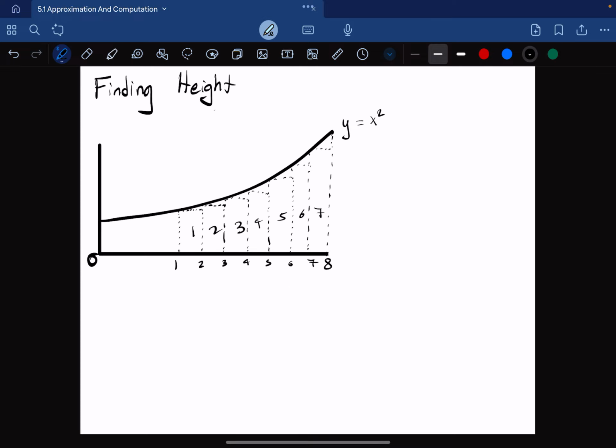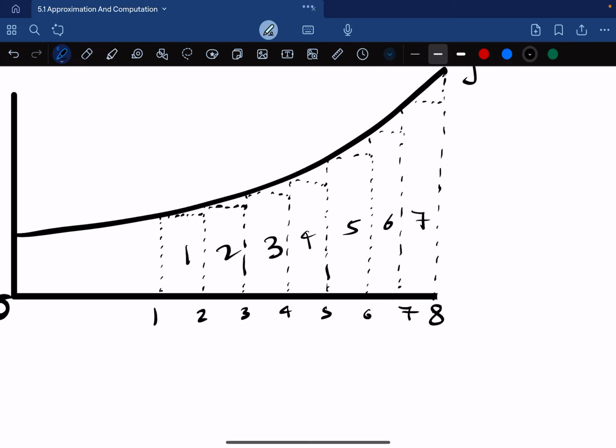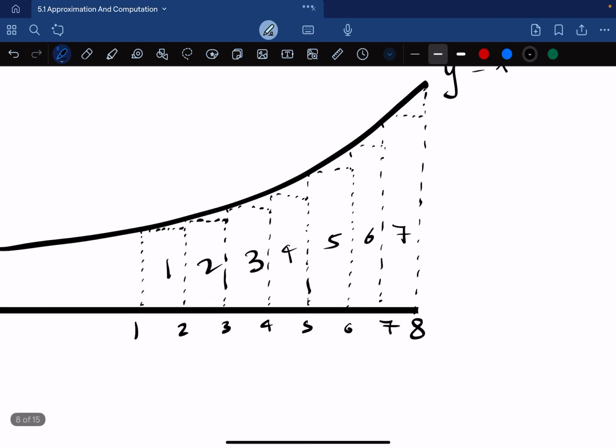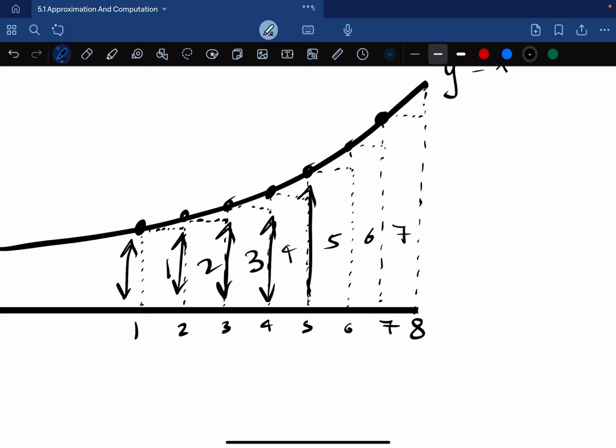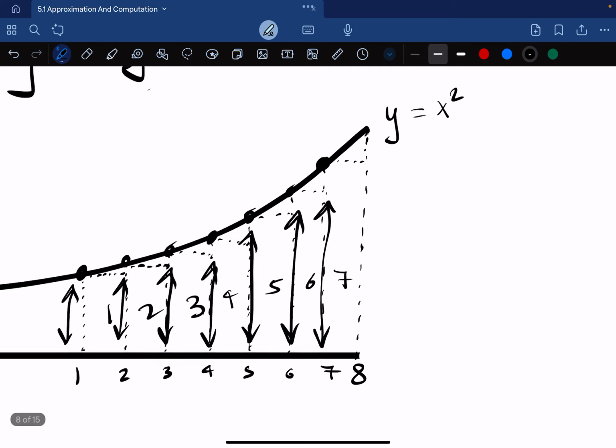And for this specific graph, it's going to be a left endpoint approximation. So we already have all of our left endpoints. We have the x values for the left endpoints. And now what we have to do is find the y value so that we can get the height at each of these points. So this is the height. This is the height. This, this, this, and this. Those are our heights.